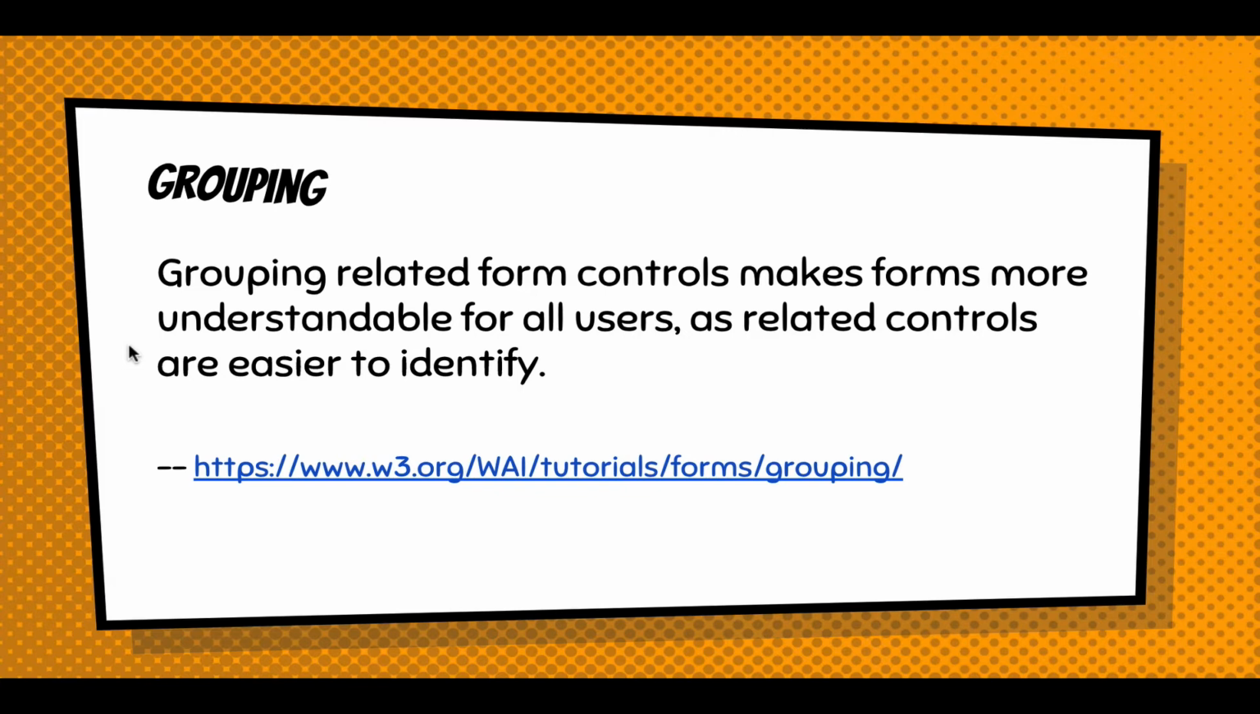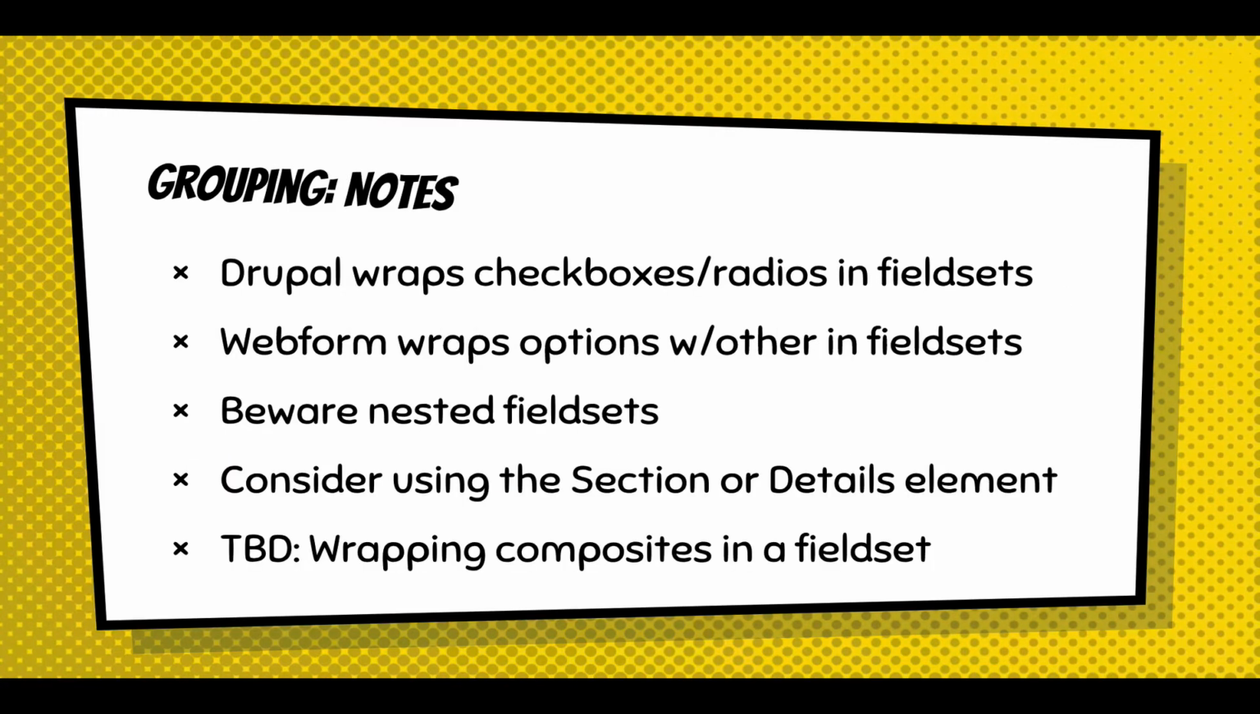So grouping related form controls makes forms more understandable for all users as related controls are easier to identify. Basically, if you have a bunch of form elements that are supposed to work together, for example, an address, they should be grouped together. And grouping is usually done in field sets. Drupal wraps checkboxes and radio buttons in field sets. The web form is wrapping options with other elements in field sets like select other or checkboxes and other.